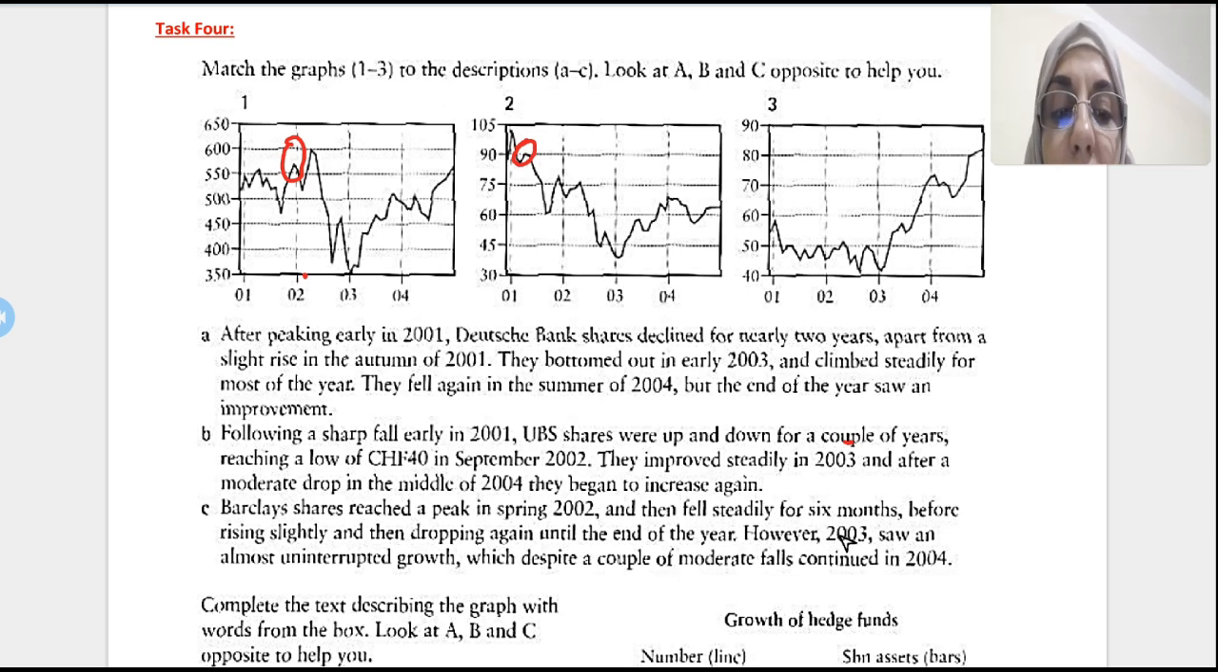However, 2003 saw an almost non-interrupted growth, which despite a couple of moderate falls continued in 2004. So a rise, a fall, a rise, a fall, a rise. Okay, after 2004 there is a steady rise or improvement.